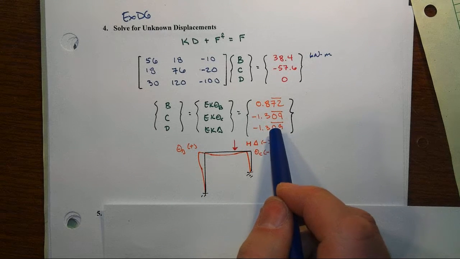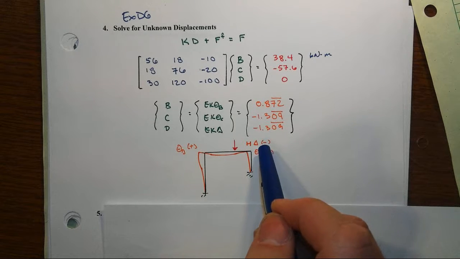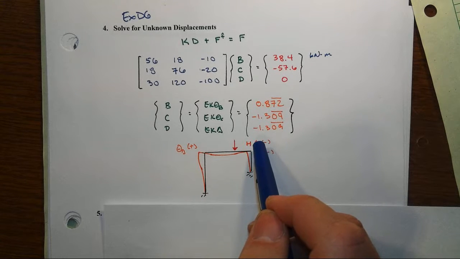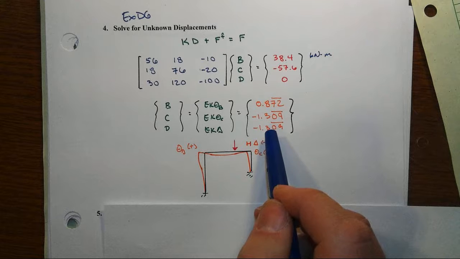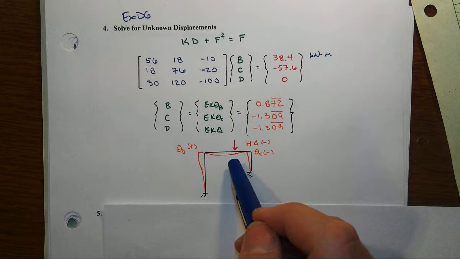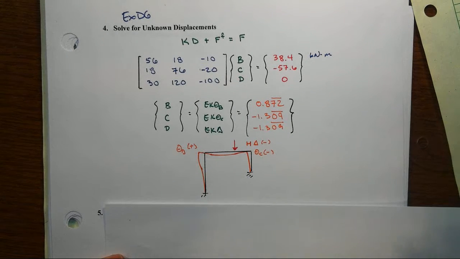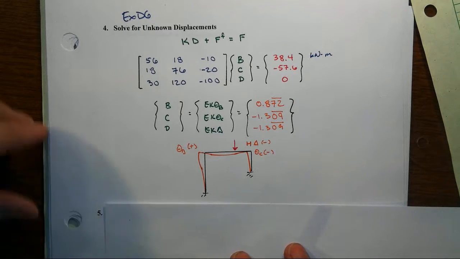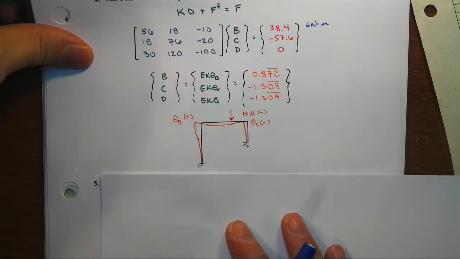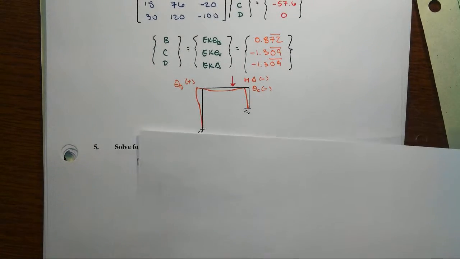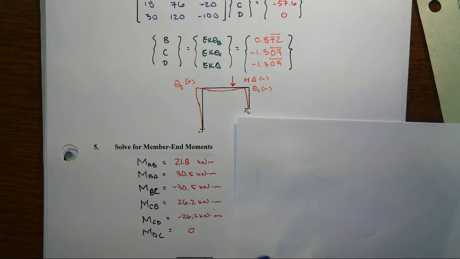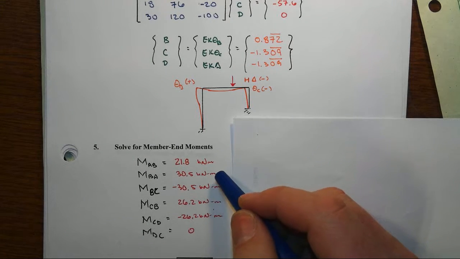And that's what this negative value on the delta term is telling us, is that when we set everything up with delta going to the right positive, we ended up with a negative value. It means it's really going to the left. And that's kind of an interesting result that we'll begin to peel apart here a little bit more. So let's go get those member end moments and see what might be really going on.